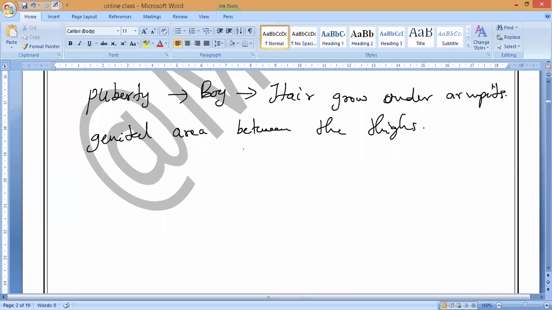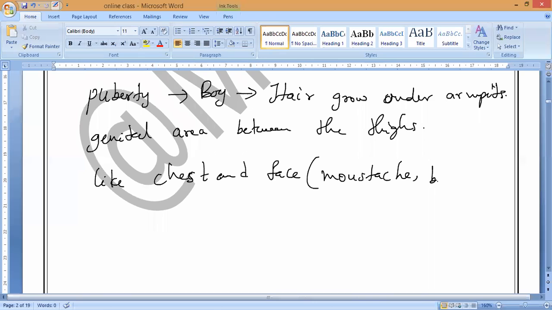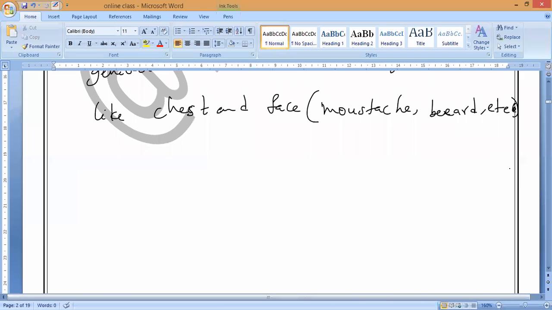Next, hair also starts growing on other parts of the body, like the chest. Somebody may get it fast and somebody may not. It also grows on the face, where we get a mustache and a beard. Also, some persons get hair in the ears, and so on. It starts growing in the ears too.